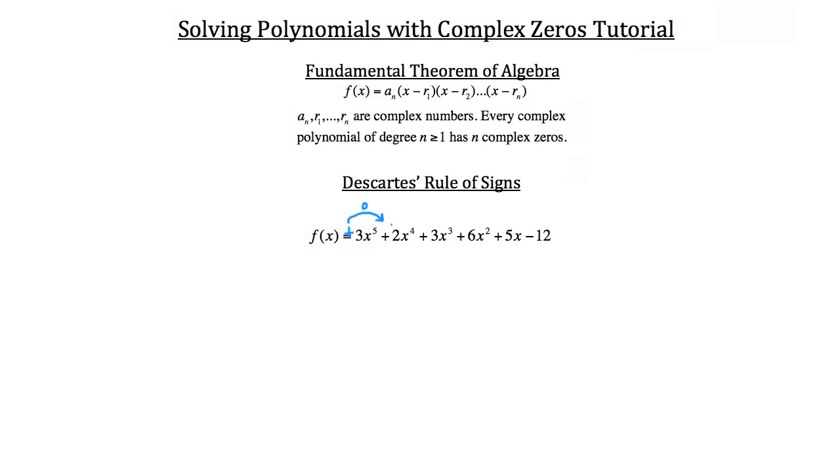Then when we go from the second term to the third term, it's positive to positive again, so there's no sign change. Then the third term to the fourth term, again, positive to positive, no sign change. Fourth term to the fifth term, positive to positive, no sign change. And now the fifth term to our last term, we go from positive to negative, so there's going to be one sign change. So according to Descartes' rule of signs, I'm going to have one positive real root, or real zero, if you want to call them zeros. You can also call them solutions. Roots, zeros, solutions, they all mean the same thing.